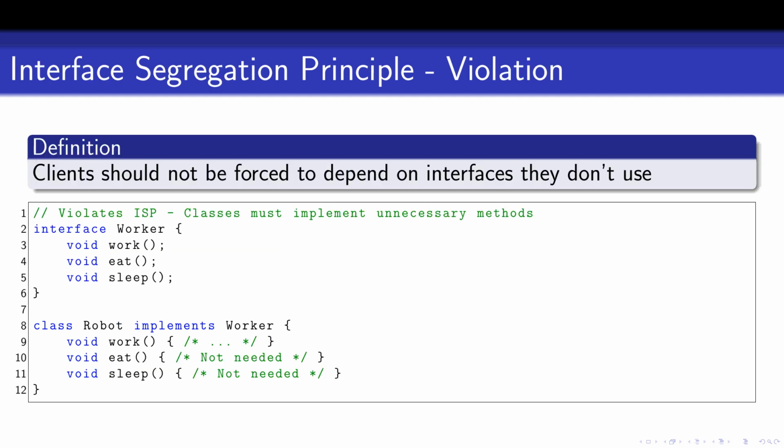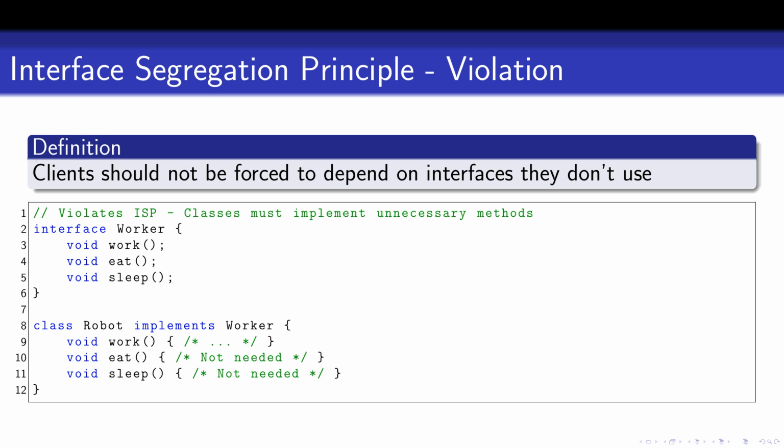The interface segregation principle focuses on creating interfaces that are client-specific. It ensures that no class is forced to implement methods it does not use, promoting simplicity and reducing unnecessary dependencies. Large generalized interfaces lead to unused methods.